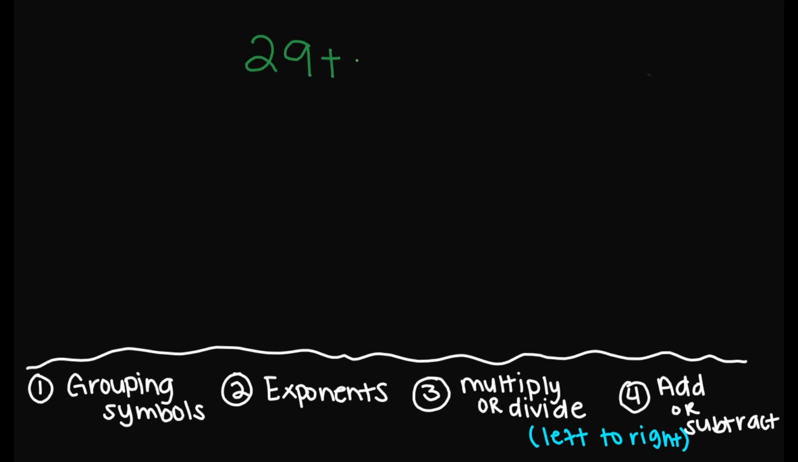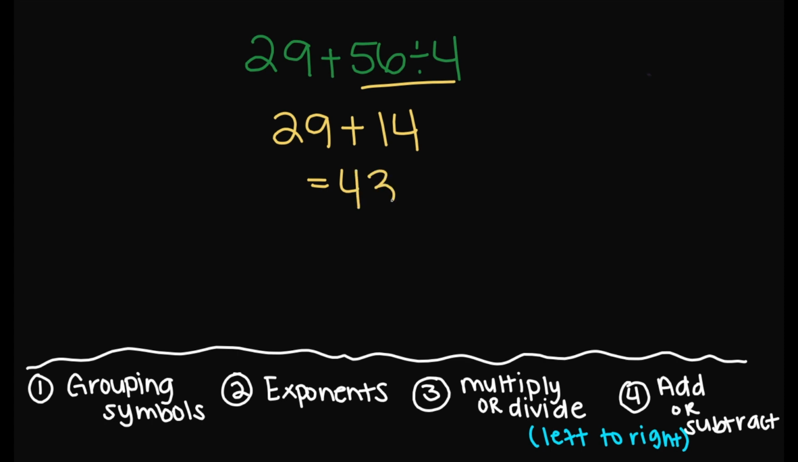29 plus 56 divided by 4. So first, we do need to divide before we add. So we have 29 plus 56 divided by 4. This is going to equal 14. So you have 29 plus 14. This is going to equal 43. So your final answer here is 43.